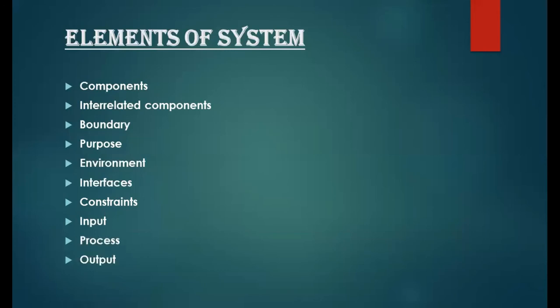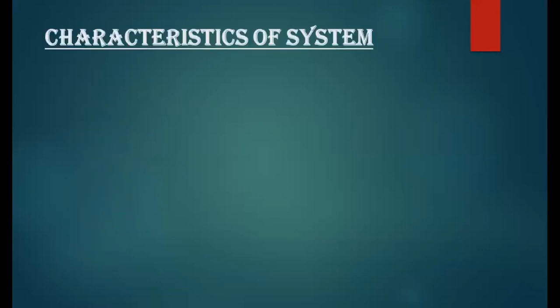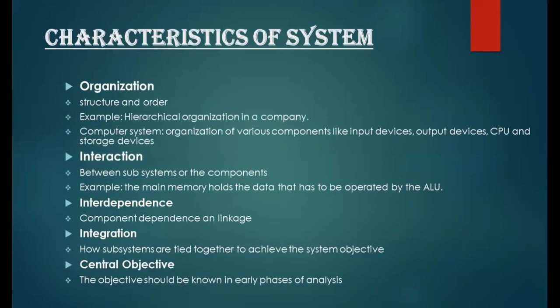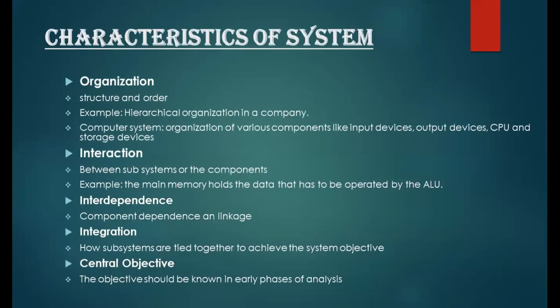Then we can have input for the system. This input is processed to have the output from the system, in the form of reports or information. Next, we come to the characteristics of the system.